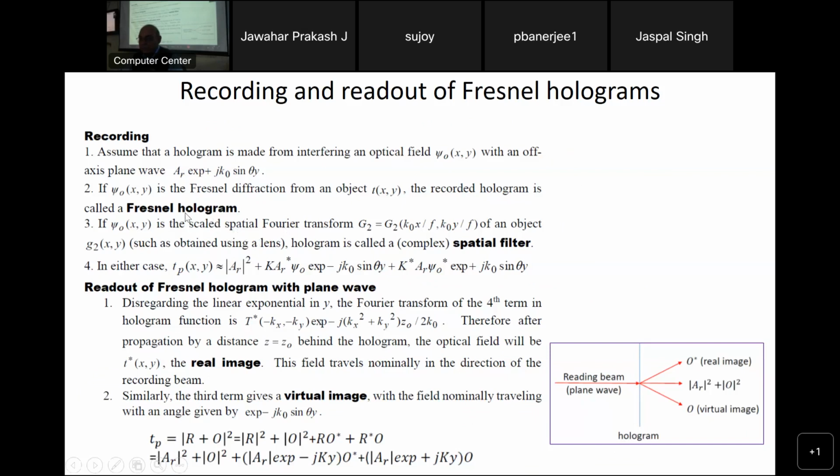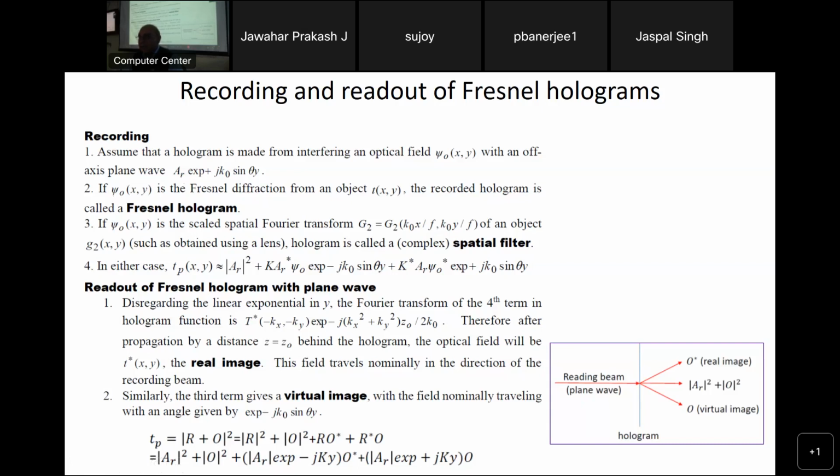But if you just consider the Fresnel hologram, then essentially what you're doing is you are reading the hologram formed from the diffraction pattern of an object, which is written here as T of x and y, and the object field at the hologram plane is psi O. So the interference between this and that is what you're recording, right? Are you okay with this?